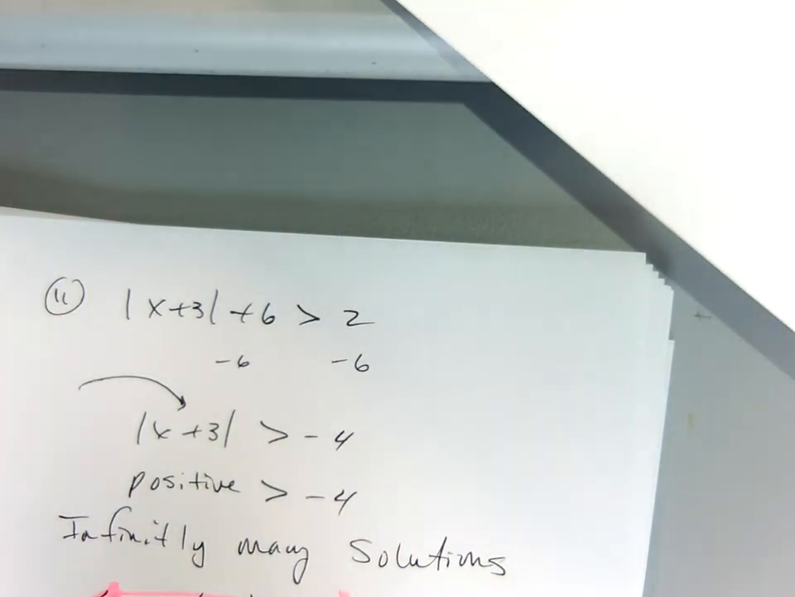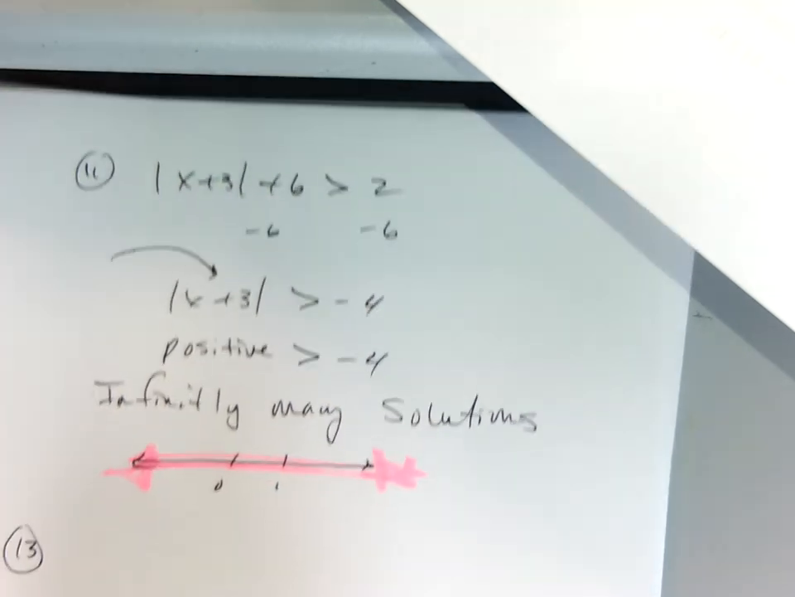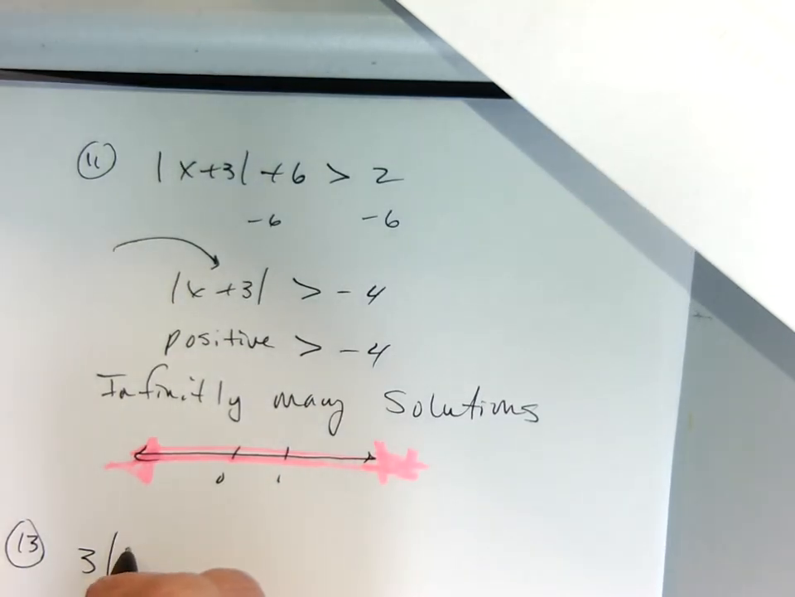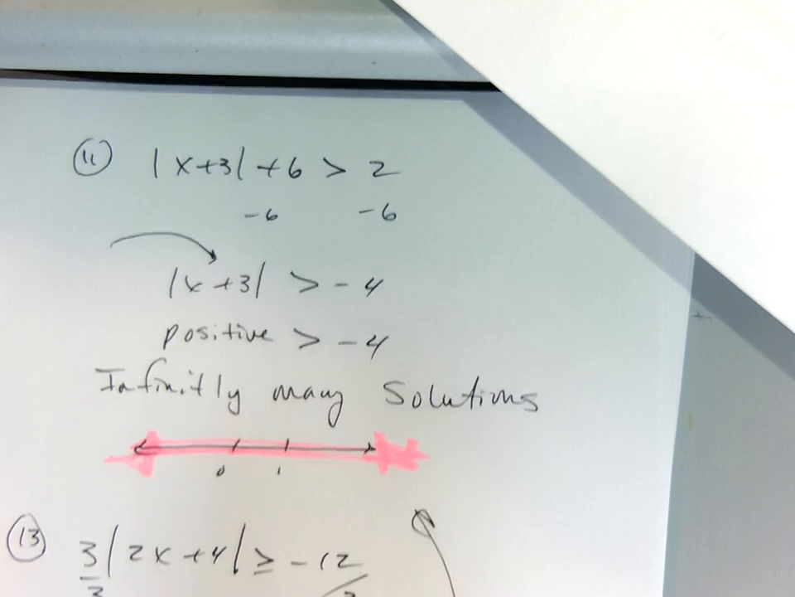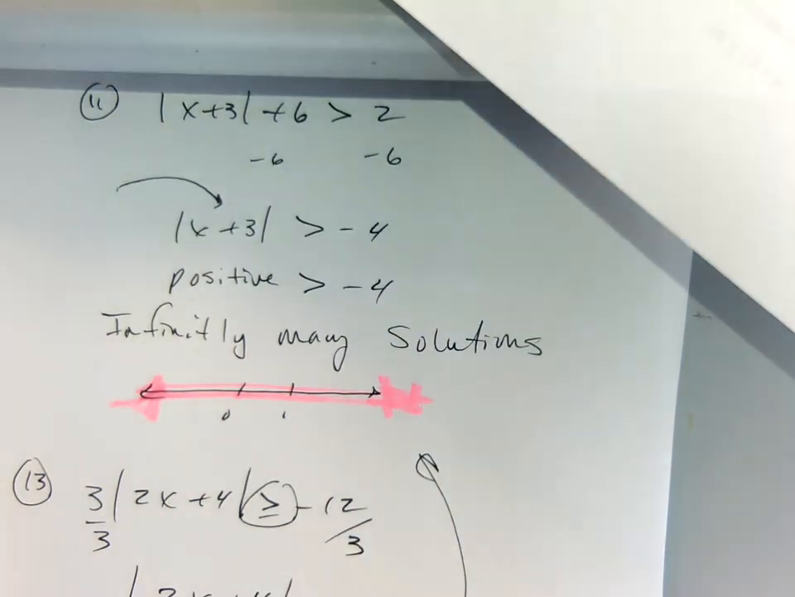All right, now number 12 might be just the opposite. We'll see. Absolute value of 2x plus 4 is greater than or equal to negative 12. Divide by 3. Oh, I should have done this differently. That's okay. 2x plus 4 is greater than or equal to negative 4. It's the same question. What I should have done is made that less than. If I had, then it'd be no solution, but it's the same as that one. It'd be better if it was that way. Maybe I'll change it. Anyway, moving on.